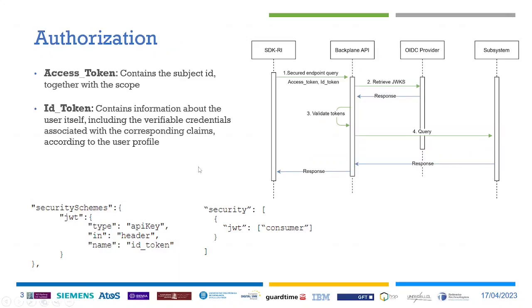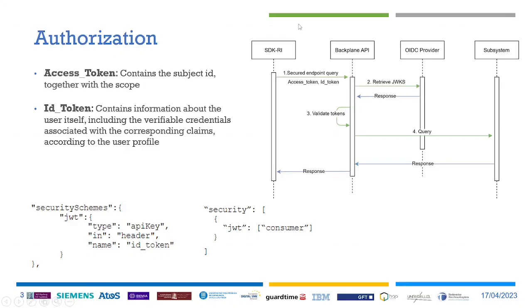So in the authorization part, clients are expected to provide these tokens in the header whenever they query a secured endpoint with the provided strategy. On one side we have the access token, which contains the subject ID together with the scope. Then we have the ID token, which contains information about the user itself, including the verifiable credentials associated with the corresponding claims according to the user profile.